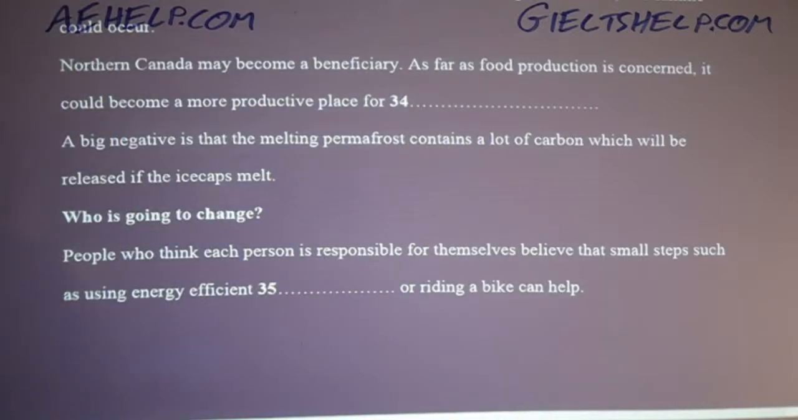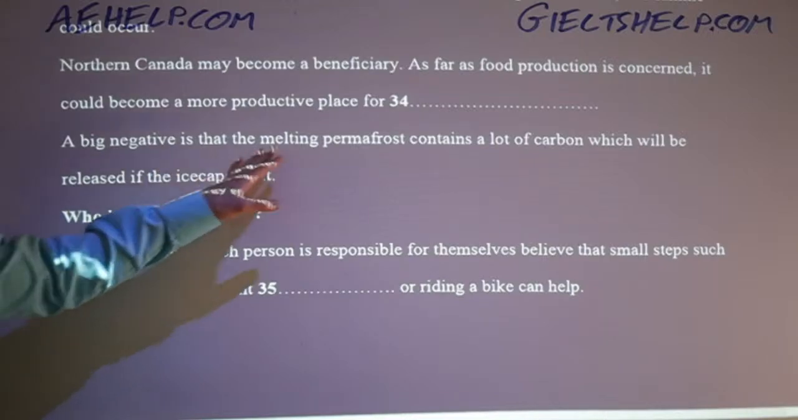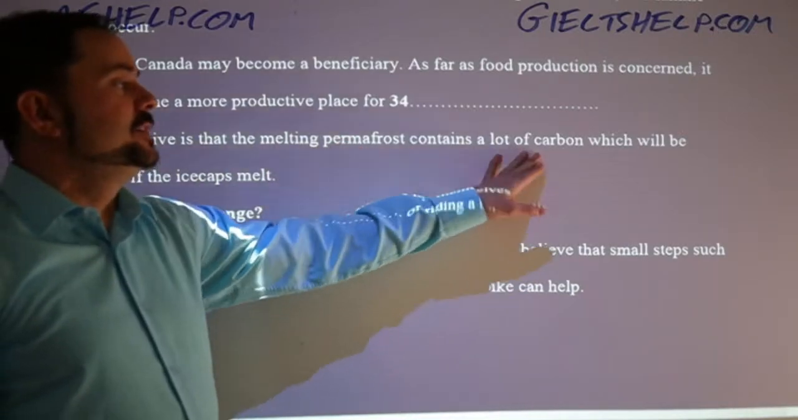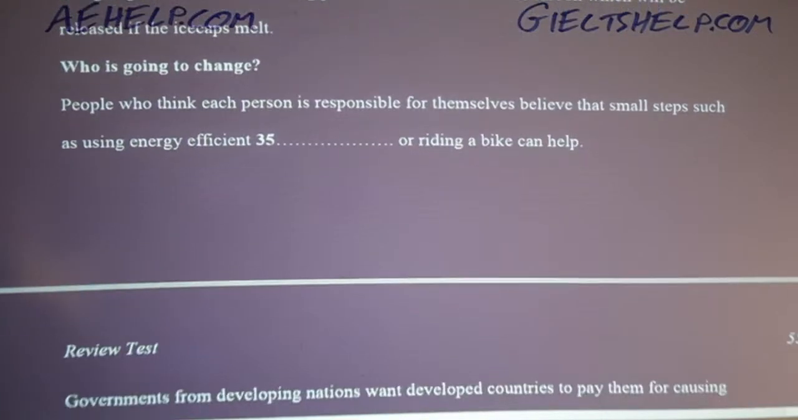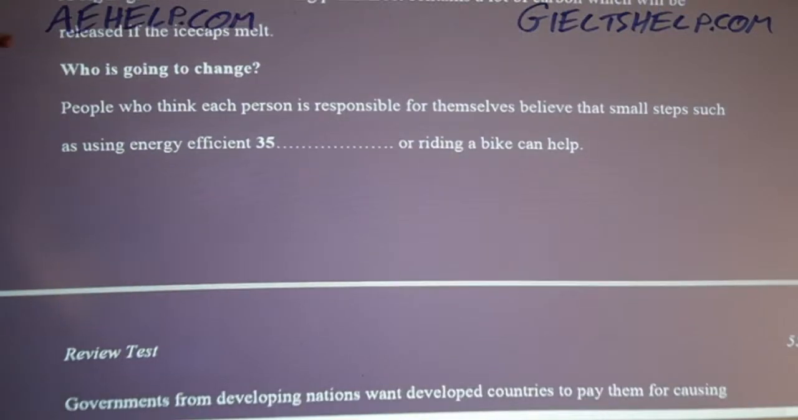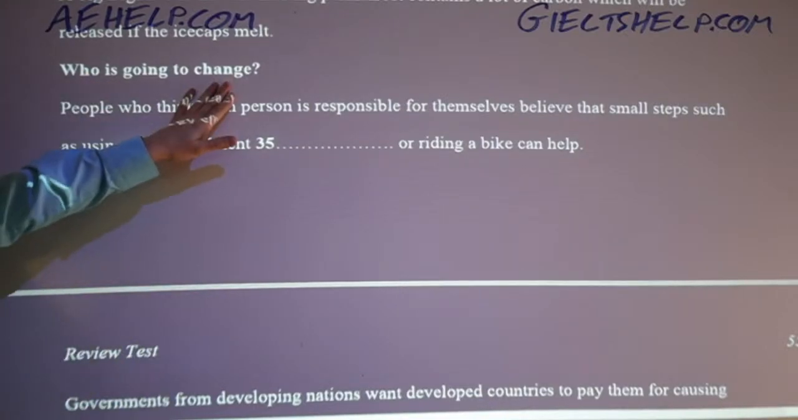Okay, so here we go. A big negative is that the melting permafrost contains a lot of carbon, which will be released if the ice caps melt. For part 4, it's important to read with the actual listening so it makes sense. Okay. Who is going to change?